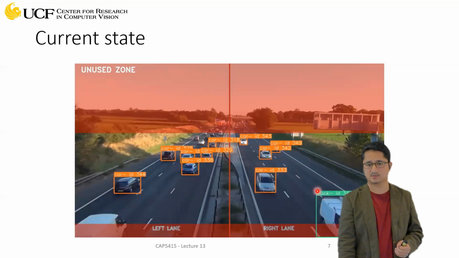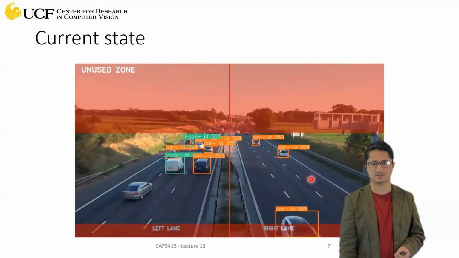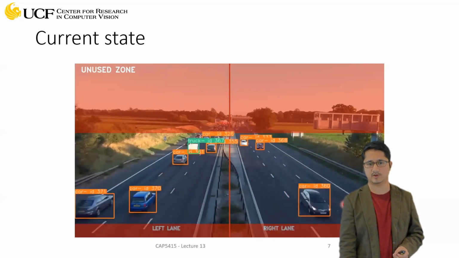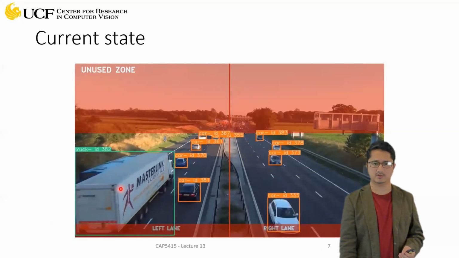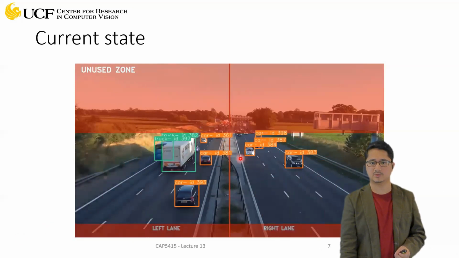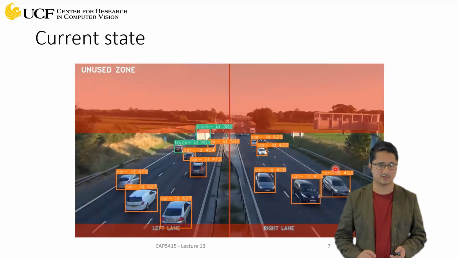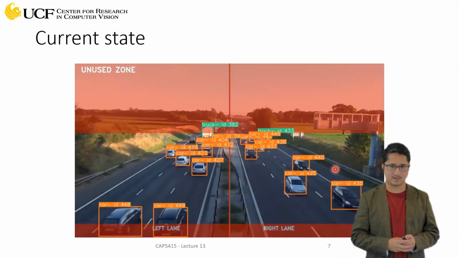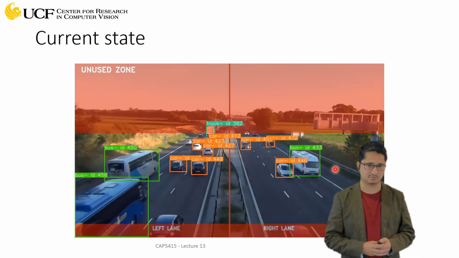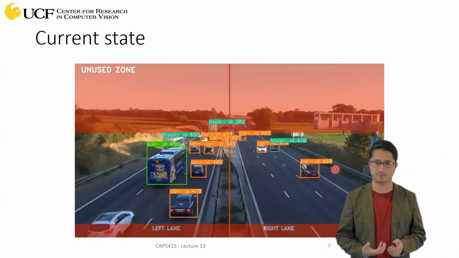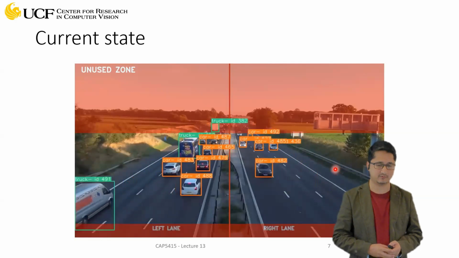So you can see this is near perfect, right? It's not missing any object. It's able to track them. It can differentiate between trucks and cars. Sometimes it's getting confused, but these are really impressive results. And I think if you can develop the algorithms which we are going to discuss today, you will be able to get these kinds of results as well.